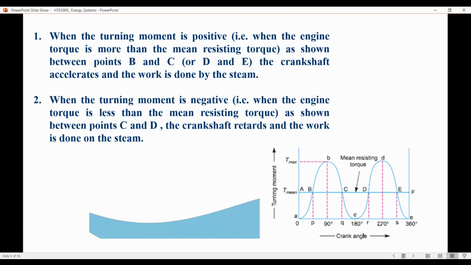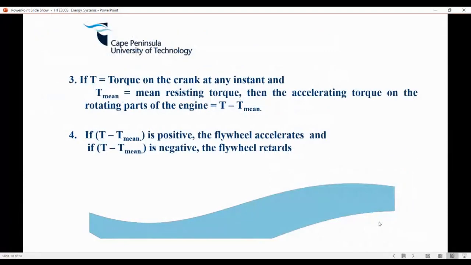At number two, what they're saying is that when it's negative, and we obviously agree, when the engine torque is less than the mean resisting torque or the load torque, that is happening between C and D. At that particular point, we find our crankshaft releasing energy, and that is basically it decelerates and gives energy. So they're saying the crankshaft retards and the work is done on the actual steam. So obviously we're talking about a steam engine. I don't know why they use it in particular.